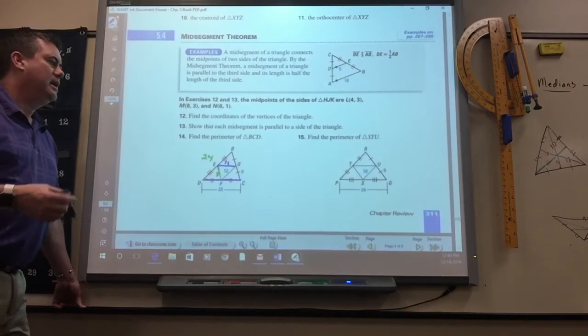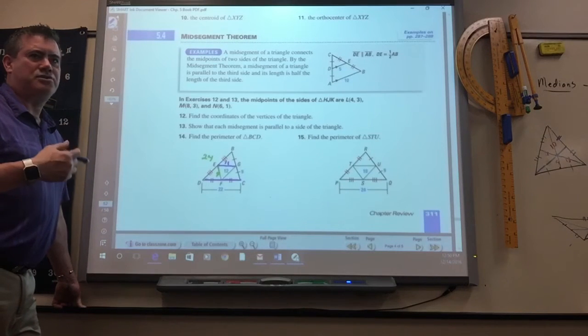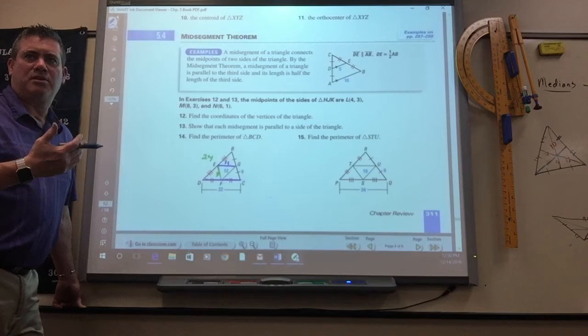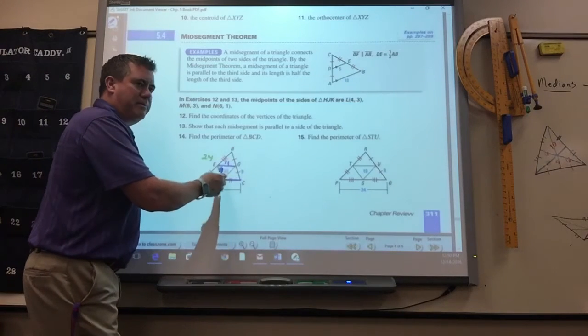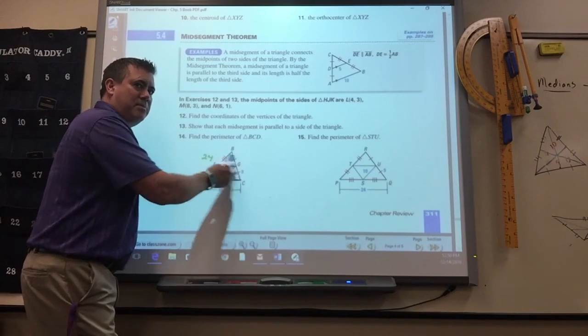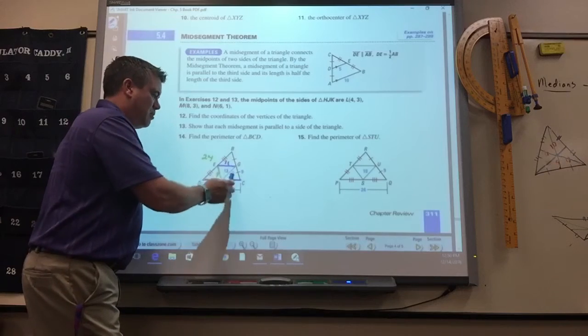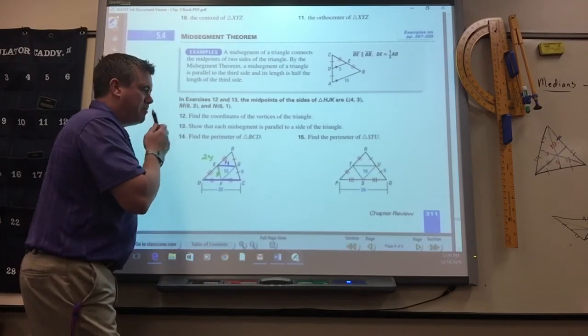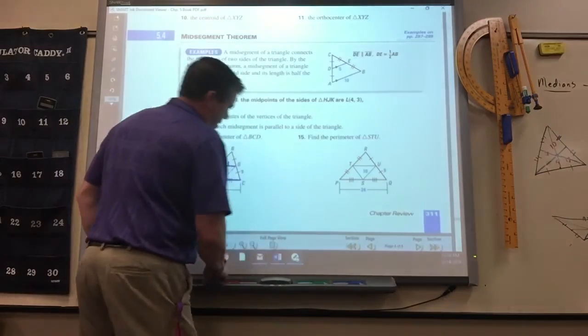Okay? And then remember, the perimeters are half as much, which you can figure out the long way, but if you know one of them, the perimeter of the little one's just going to be half of the big one. The perimeter of the big one is double that one. Now, there are a couple like this.